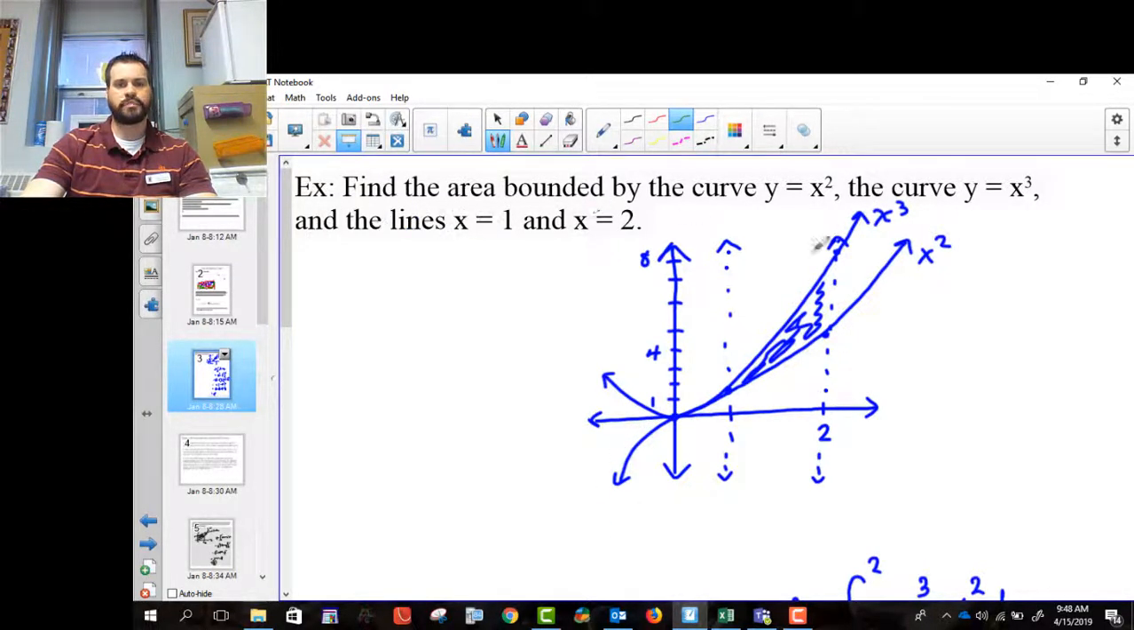And then it says the lines x equals 1 and x equals 2. So there's x equals 1, there's x equals 2. And so then I just shade in. That's the area I'm talking about. I want that area.